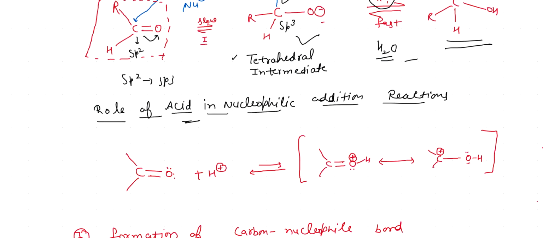Some reactions are carried out in the presence of acid. But the question is why? Because in that case the nucleophile is weak. If the nucleophile is weak, then to proceed with the reaction we need some acid. So what is the role of acid? In the presence of acids, the oxygen of the carbonyl group gets protonated. Like here, this oxygen gets protonated and we get intermediate one.